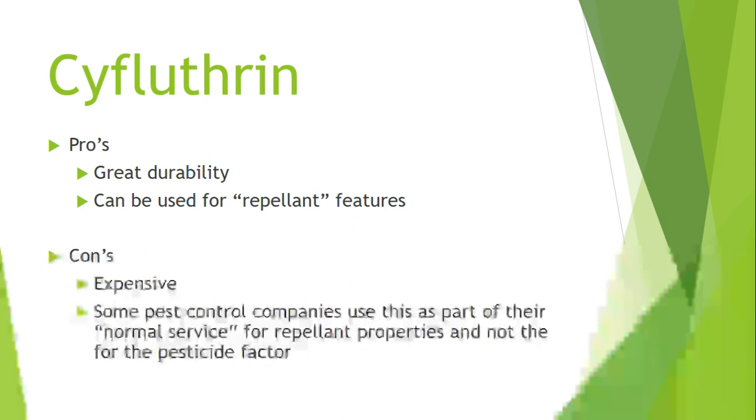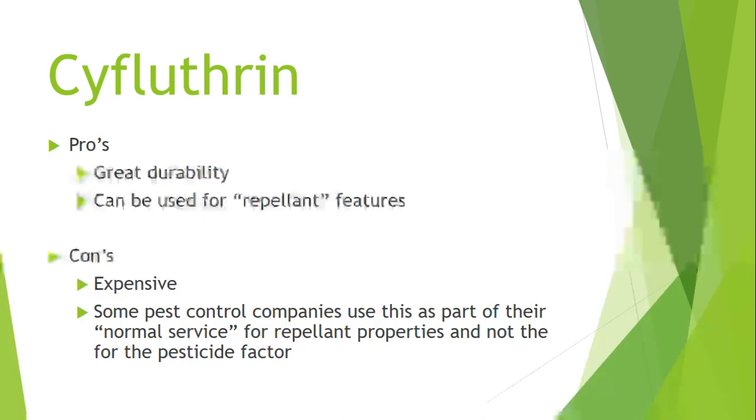So the next one is cyfluthrin. This is also another one that's not as well understood. It is an extremely good pesticide, extremely expensive though. Some of the pros of it is that it's very durable. It can also be used for its repellent features. Some of the cons is, like I said, it's very expensive. And another con is that some pest control companies use it as part of their normal service for its repellent properties and not for the pesticide factor.